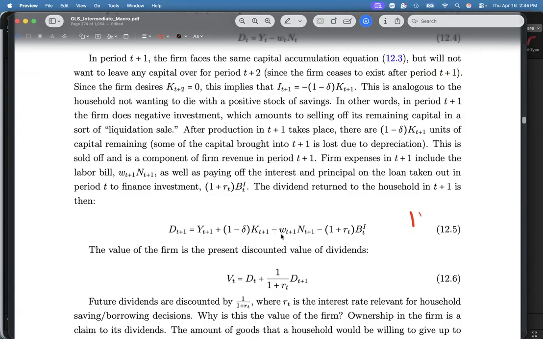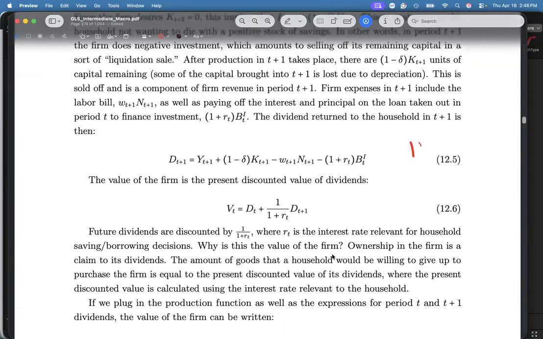Okay. Then minus W T plus 1 N T plus 1, that's just your labor expense. And then 1 plus R T B superscript I subscript T. This is not just your interest payment, which is R times B, but also your principal. Your principal and your interest will be fully paid after one period. The value of this two-period firm is this one, right? Your value today is just your dividends today, plus your dividends tomorrow, pero i-discount mo siya by 1 over 1 plus R, present value.